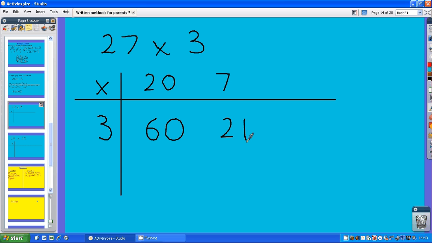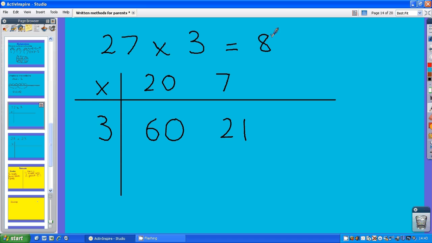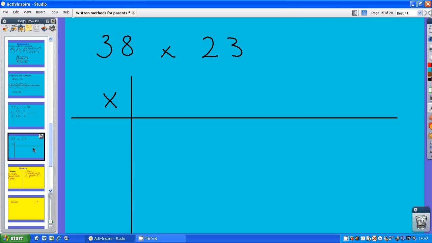I then can add my 60 and 21 together. 60 add 20 is 80, add the 1 is 81. So 27 times 3, 27, 3 times, is 81. This example shows a 2-digit multiplied by another 2-digit number. Again, we are using the grid to help us. 38 is 30 and 8. 23 is 20 and 3.